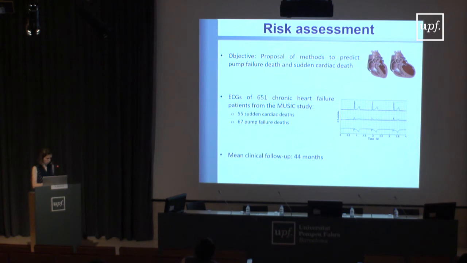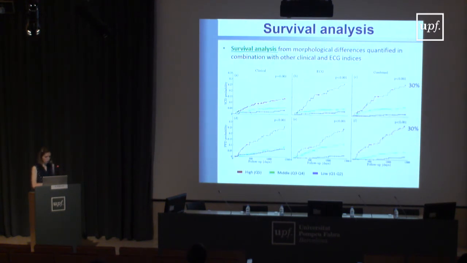So we have used those markers of the amplitude and temporal variation to evaluate these ECGs of chronic heart failure patients, some of whom died of sudden cardiac death and others of pump failure death, and were followed up for a mean of 44 months. So what we got is what you see here. The top panel is for sudden cardiac death, and the low panel is for pump failure death.